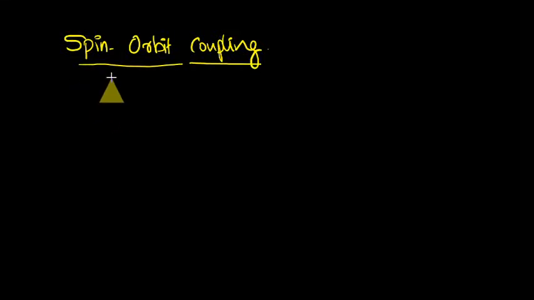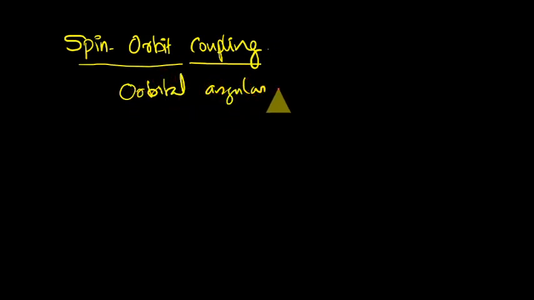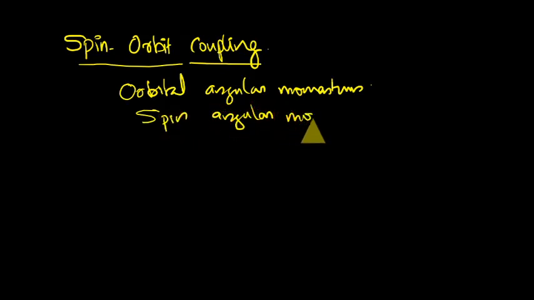Okay, in this video I am going to talk about spin-orbit coupling. What is meant by spin-orbit coupling? We know that in an atom, the electrons have orbital angular momentum, and in addition to this orbital angular momentum, they have a spin angular momentum. This we already know.